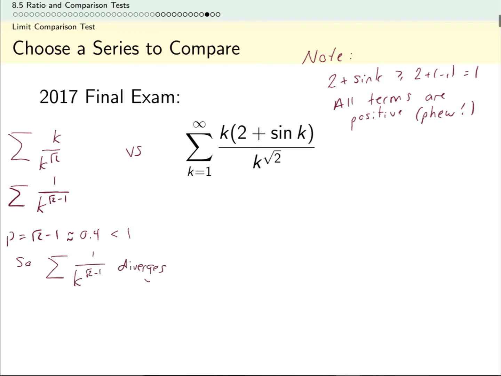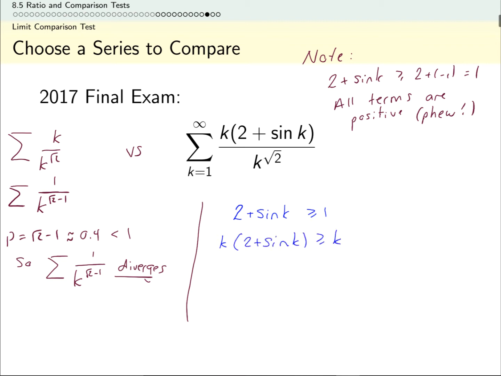So our comparison series diverges. Let's see whether our inequality goes in the right direction to use the direct comparison test. We already saw that 2 plus the sine of k is bigger than or equal to 1. So that means k times 2 plus the sine of k is bigger than or equal to k. K is a positive number. I multiply both sides of the inequality by it. Now I divide both sides of the inequality by k to the root 2. That's also a positive number, so it's not going to flip the inequality.